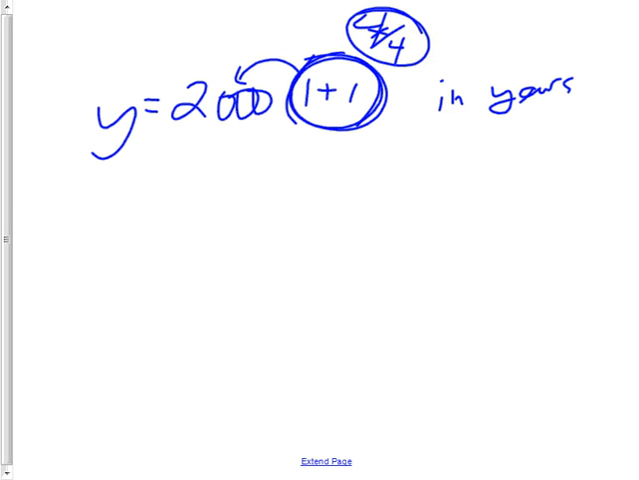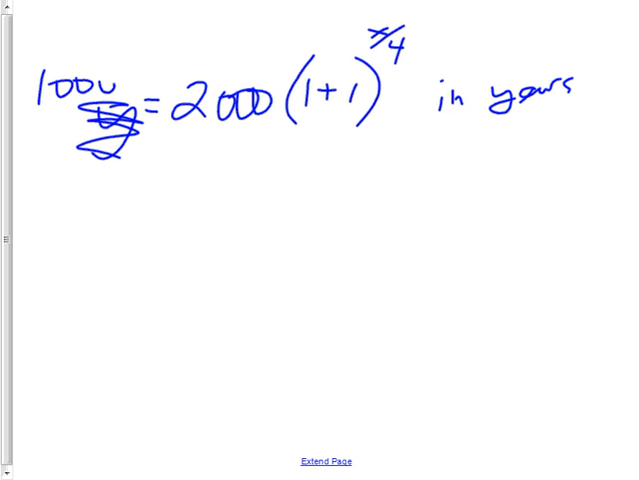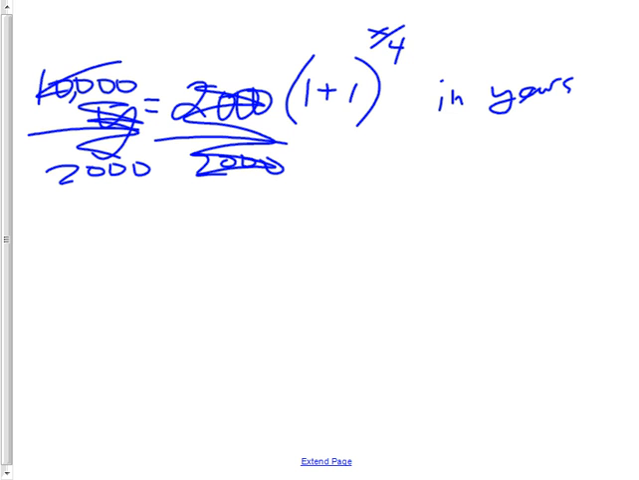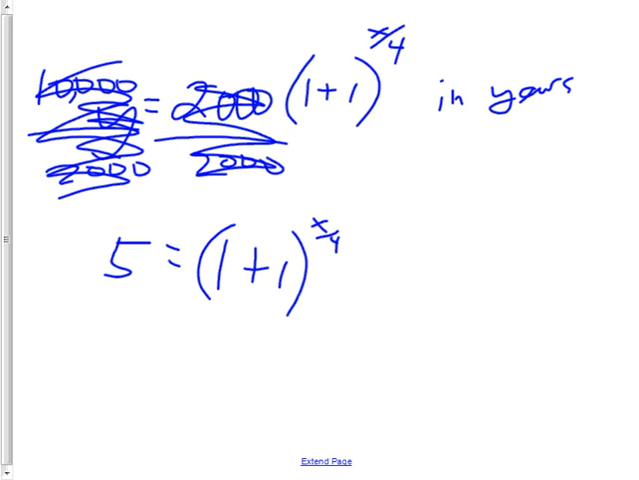All right. So what if I gave you instead an amount of money, and the guy says, I think you should leave your money in there until it gets to be $10,000. Where would you put the 10,000? So you'd put a 10,000 here, and then you divide by 2,000, and that's a 5. 5 equals 1 plus 1 to the x over 4, and that's the kind where at that point I would not expect you to be able to solve it without a calculator.